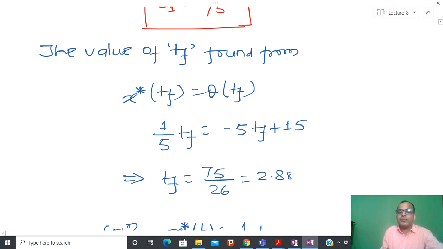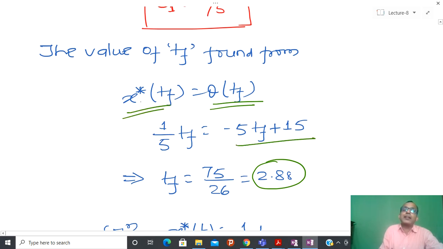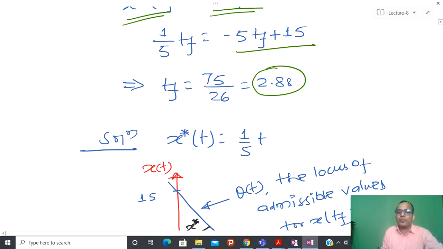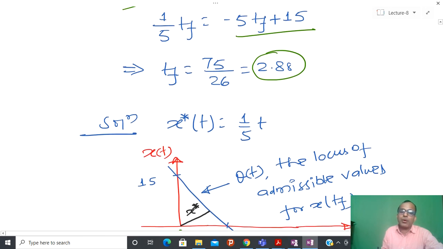So the final time TF comes to this value, because you know the expression of theta(TF), so you can substitute it. You know from that transversality condition x star(TF), you can substitute it, and after that you can just solve it for TF. So you know x star already by calculating C1.